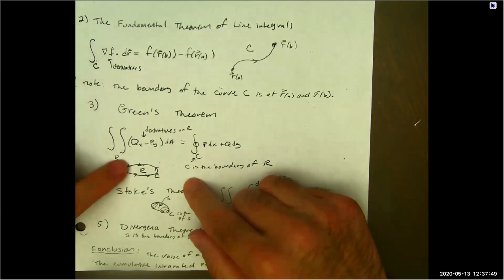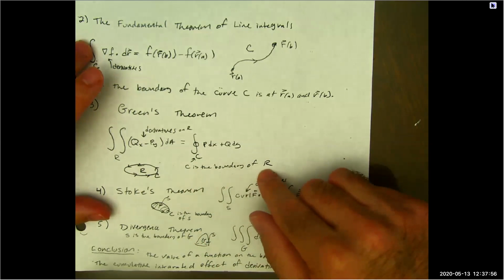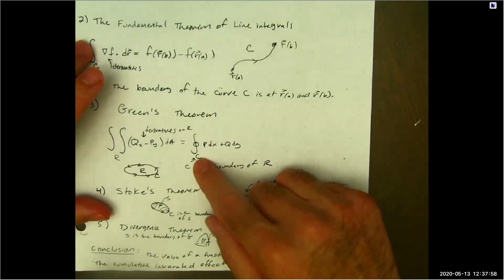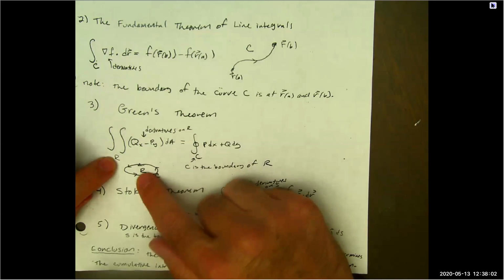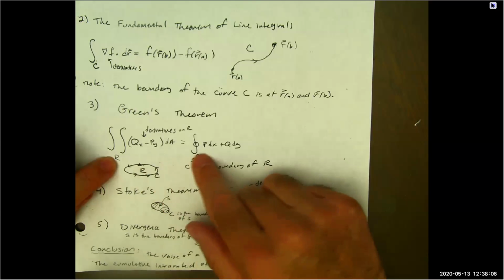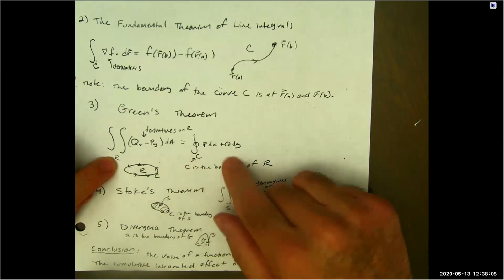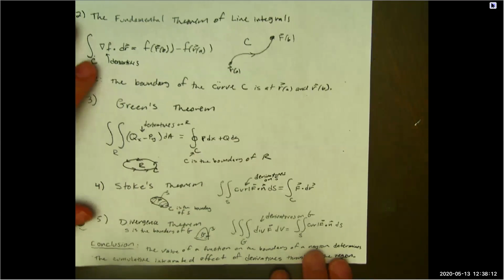And what we have is that C is the boundary of R. And then this gives us the double integral over R. So when we integrate the derivatives over R, this gives us this line integral over the boundary of R. So now let's do Stokes' theorem.